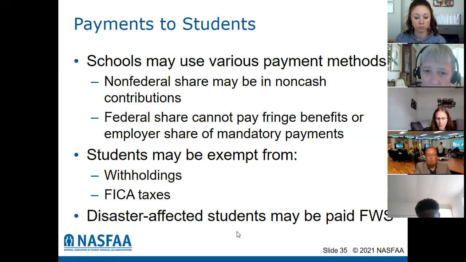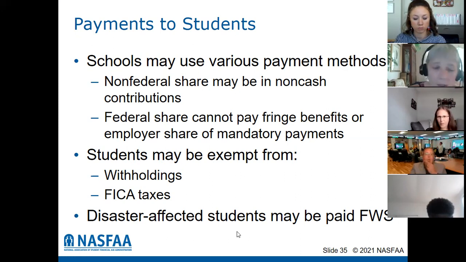So the federal share of federal work study wages may not be used to pay fringe benefits such as sick leave, vacation pay, holiday pay, or to pay any of the employer's required share of Social Security, workers' compensation, retirement benefits, or welfare or insurance programs. Some students may be exempt from federal tax withholdings, while others may be exempt from Federal Insurance Contributions Act (FICA) taxes if enrolled, regularly attending classes, and employed on campus.